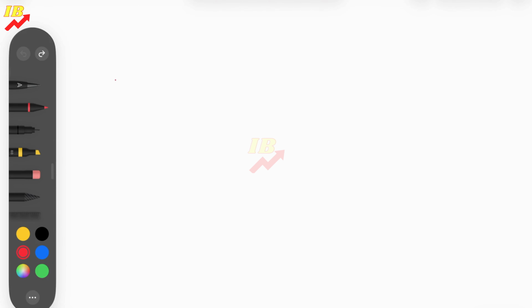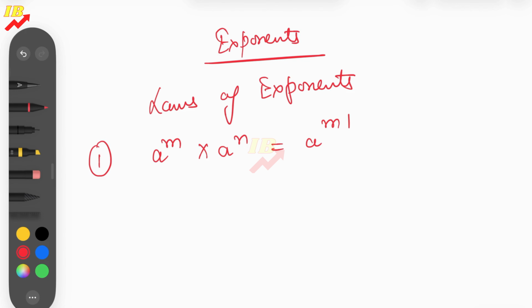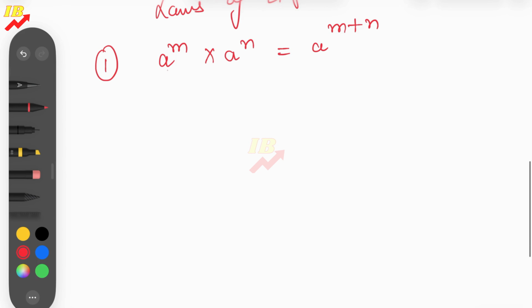So let me write the first question for you for exponents. If you want, I can revise the laws of indices or the laws of exponents first. The first law says a to the power m times a to the power n will give you a to the power m plus n, right? I hope you remember this. When you have the same bases and there is a multiplication sign in between, then you add the powers.